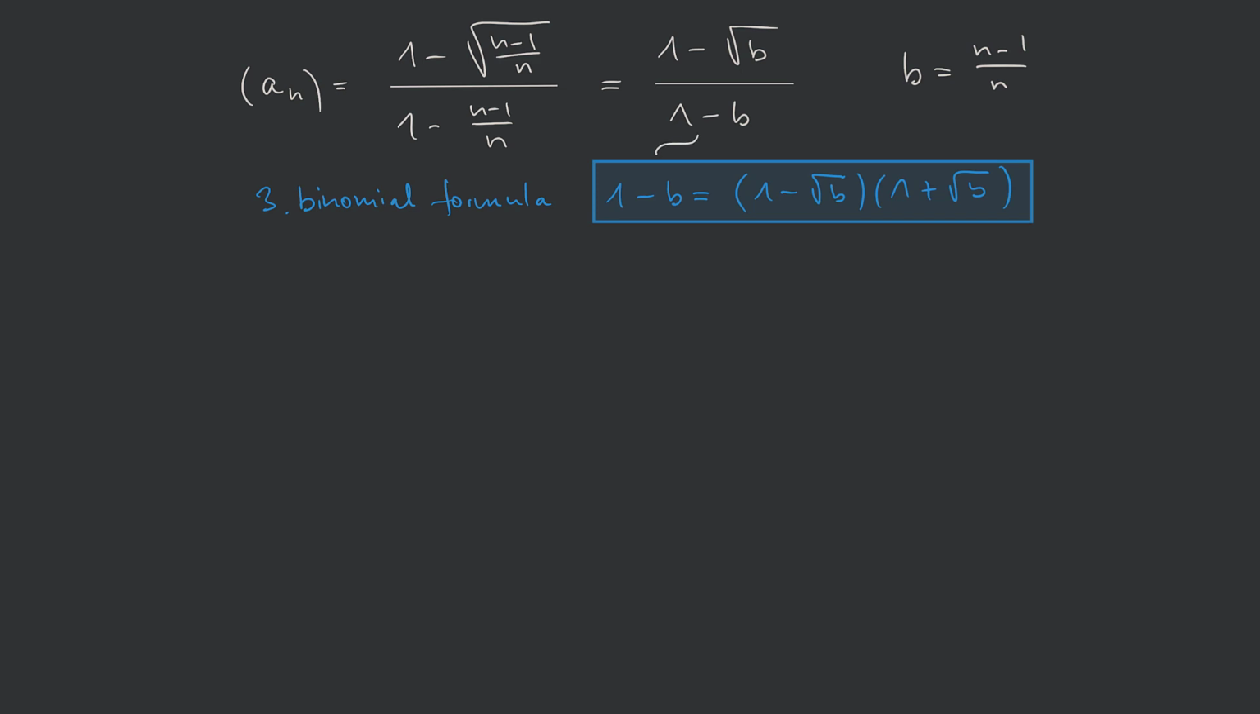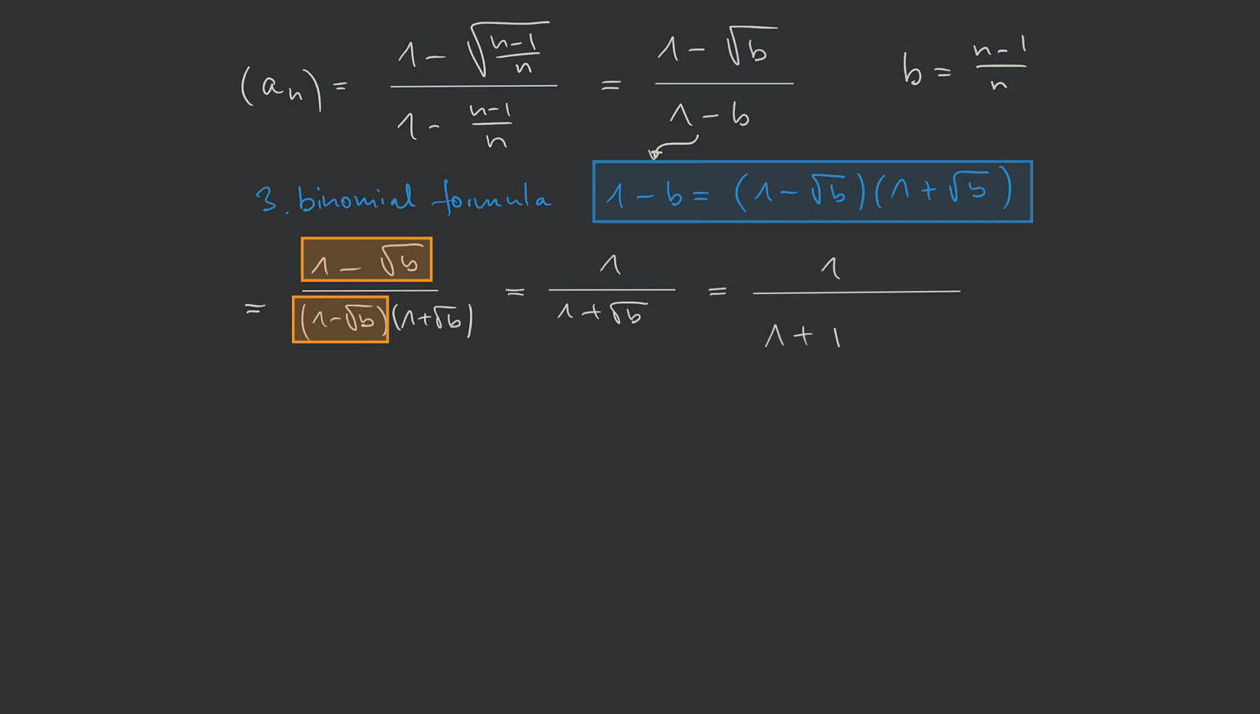We use this to split up the denominator in this fraction. So we can write a_n is equal to (1 minus square root of b) divided by (1 minus square root of b) times (1 plus square root of b). In this fraction, the expression 1 minus square root of b occurs in the numerator and in the denominator. So we can reduce the fraction by this expression, which gives 1 over (1 plus square root of b). And if we resubstitute b, we get 1 over (1 plus square root of (n minus 1) over n).